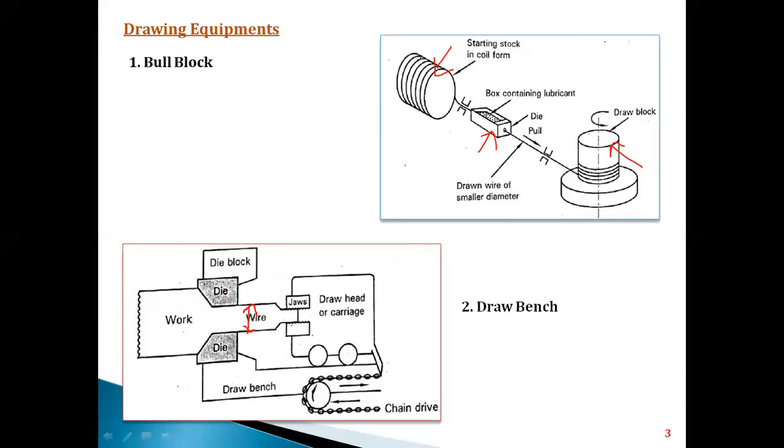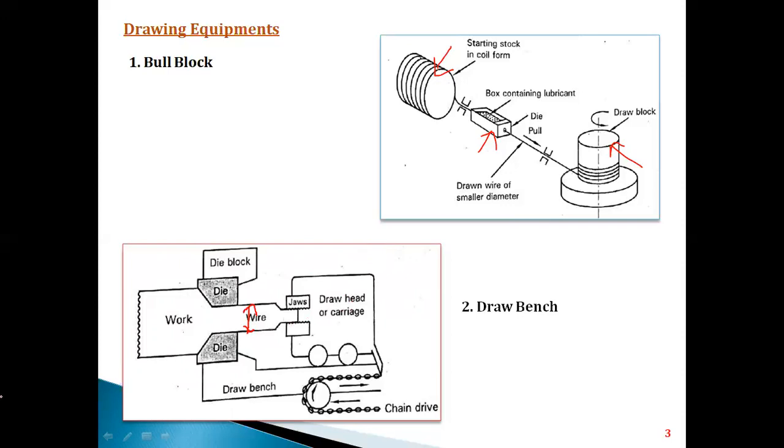Generally we use this one when we need a force of around 1 meganewton. The drawing speed attained on this draw bench is around 5 meters per minute to 50 meters per minute. So this is the main advantage of using this draw bench.